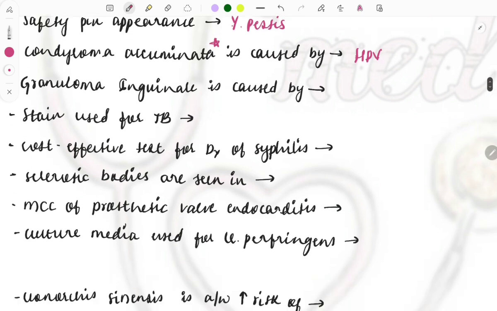Granuloma inguinale, this one is caused by which organism? So it is caused by Klebsiella granulomatis. So this is the organism which will be causing this granuloma inguinale.